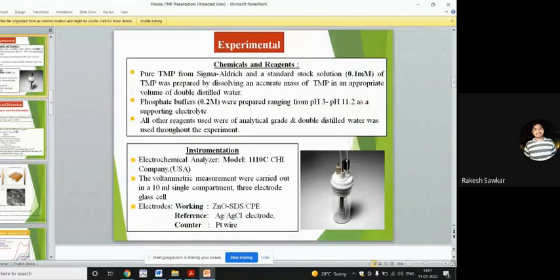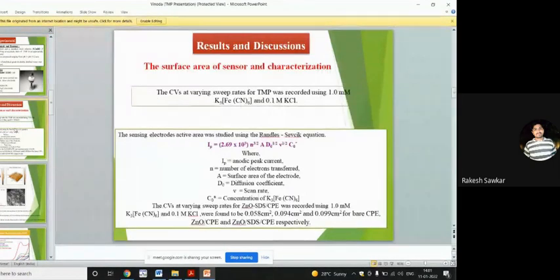The voltammetric measurements were carried out in a 10 ml single compartment cell consisting of a 3 electrode system. Here we used the working electrode as a zinc oxide based anionic surfactant carbon paste electrode, an Ag/AgCl electrode as a reference electrode, and platinum wire as a counter electrode.